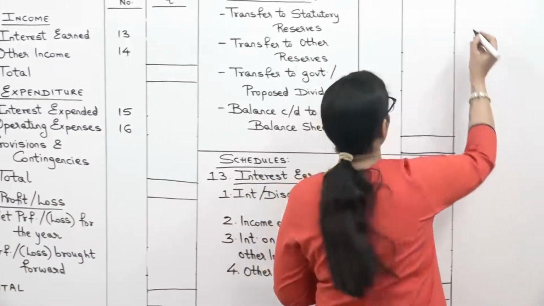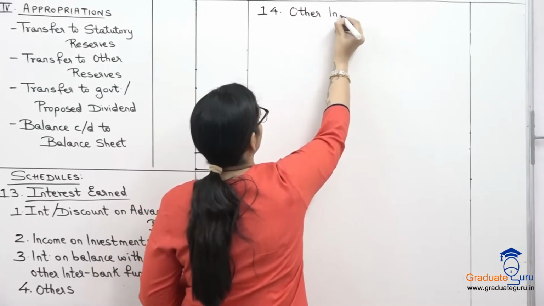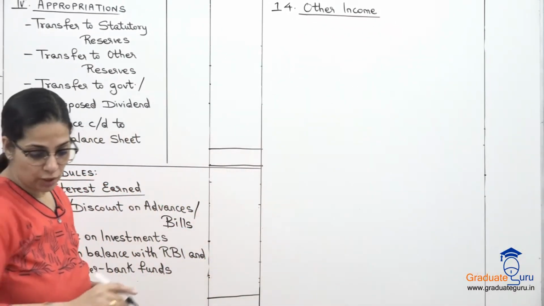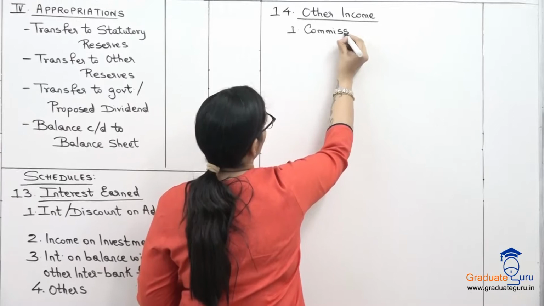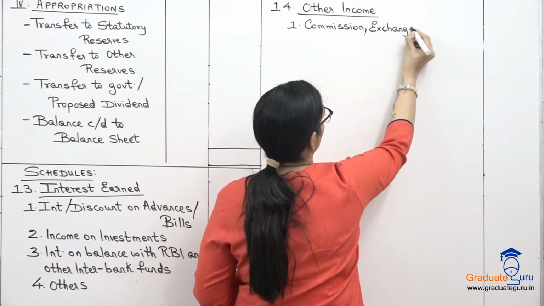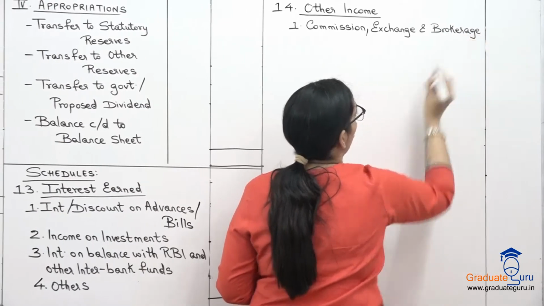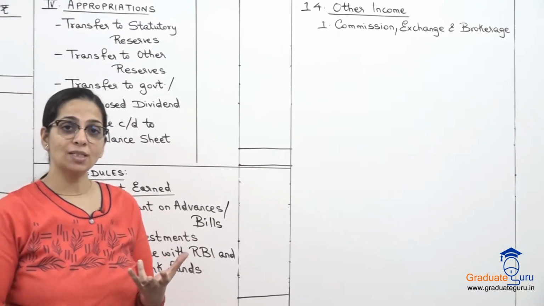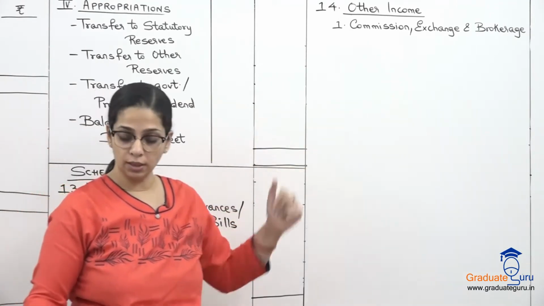Then we have other income schedule, which is schedule number 14. In other income, first we have commission, exchange and brokerage. So if the bank is acting as a broker or as an agent for somebody, it may earn some commission or brokerage. Foreign exchange transactions may be, they earn some kind of a difference, which is the exchange. So all of that is shown under this head.